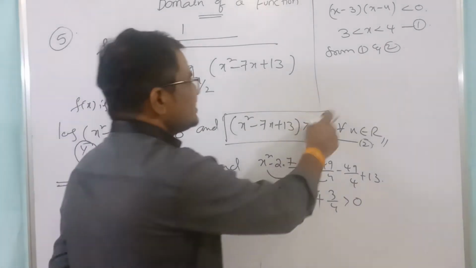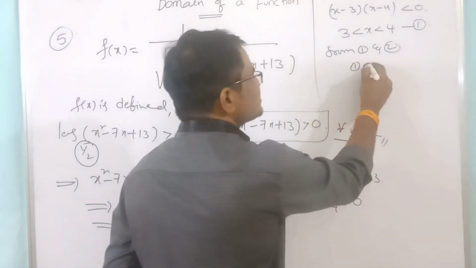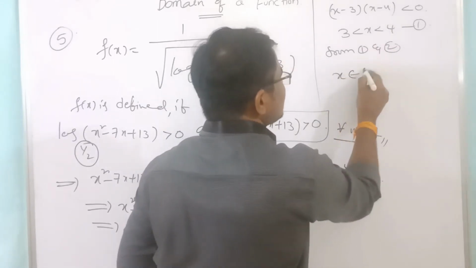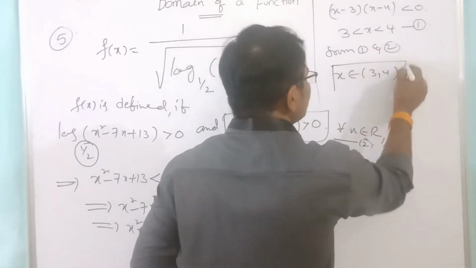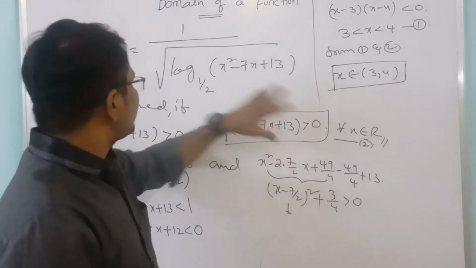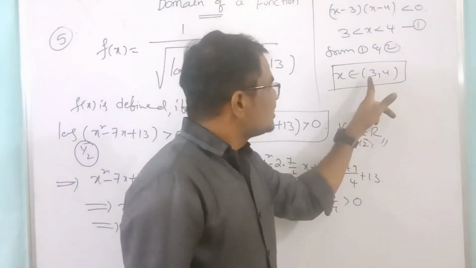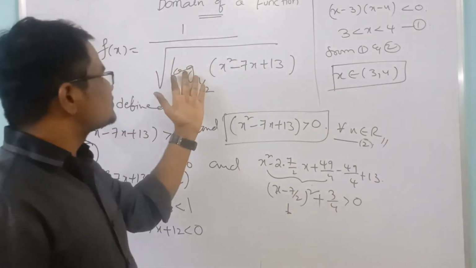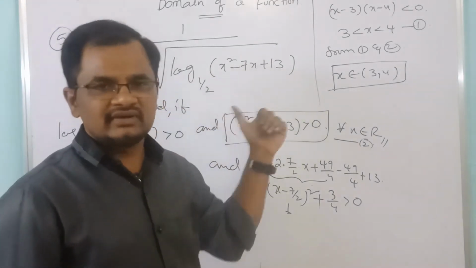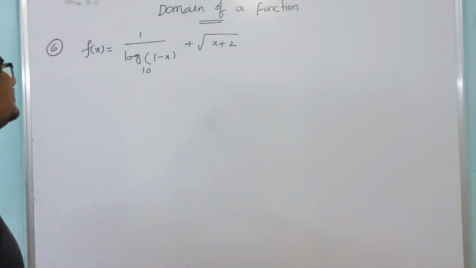And now from these two, what is the common value of these two? 1 intersection 2 is what? This one only. So that is x belongs to open interval 3 by 4. So this is our required solution, meaning the required domain of the given function, right? Nothing but from these two, any values if you substitute, this function is satisfied. So that is called what? Domain of the given function.